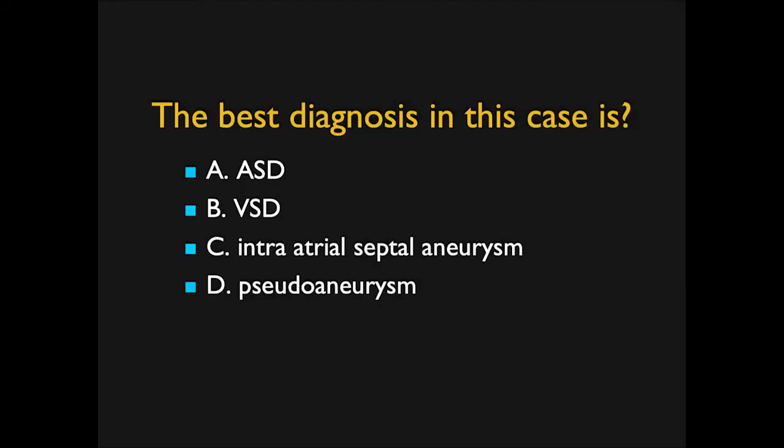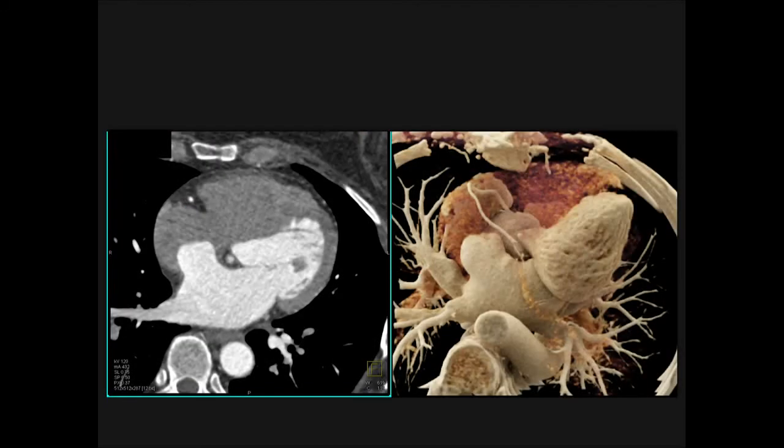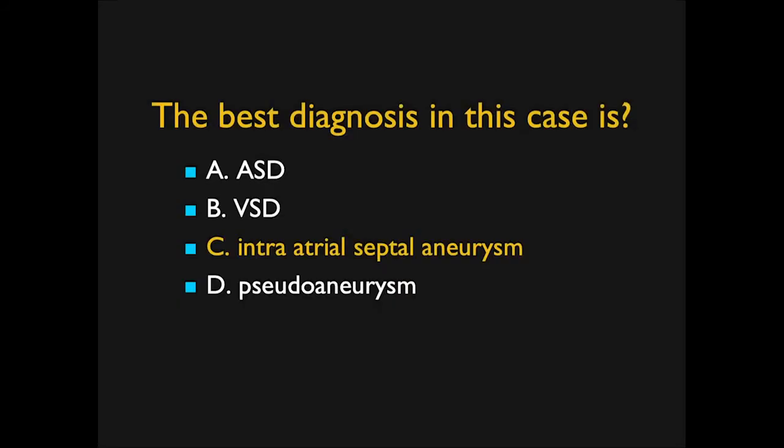In this case, I asked you for the best diagnosis. Well, you say, well, could this be an ASD? There's a bulge between the left atrium and the right atrium. Surely this is not a VSD. It's not a pseudoaneurysm. Could this be an ASD? Well, you can see how sharply defined it is, particularly well shown on the cinematic rendering. That's the classic appearance for atrial septal aneurysm. Just a beautiful, beautiful example of that. Very nicely shown, and typically nothing is done about that.